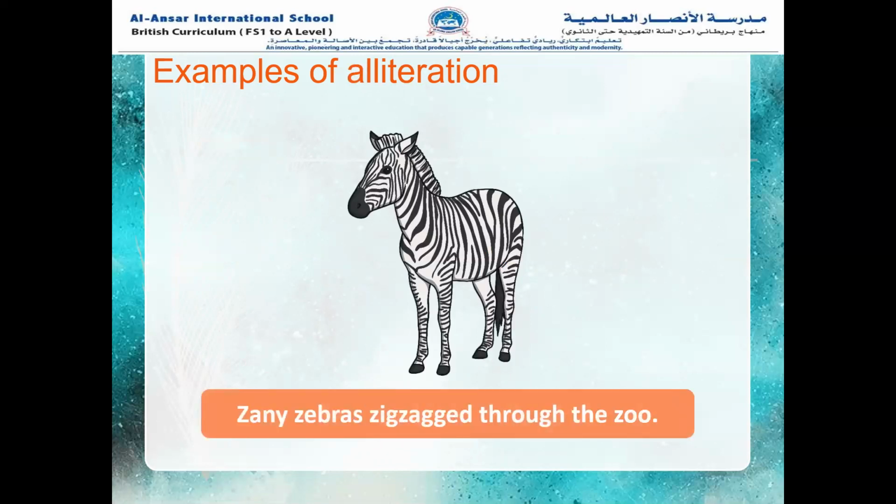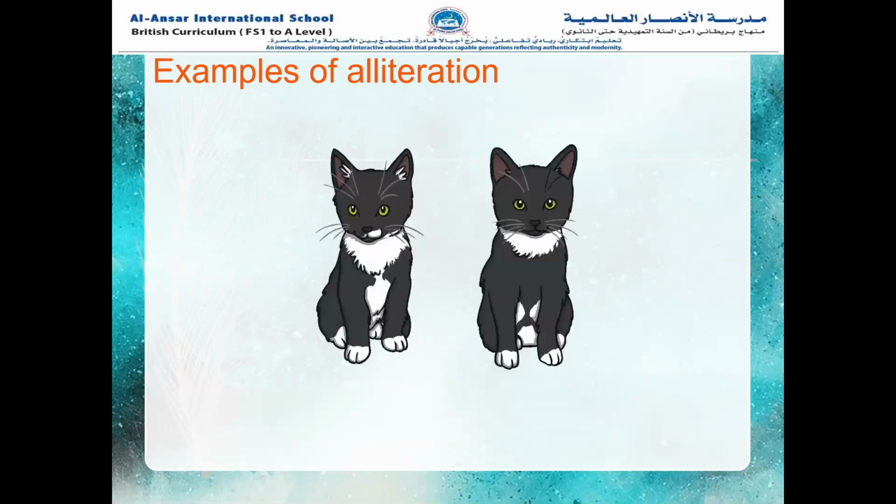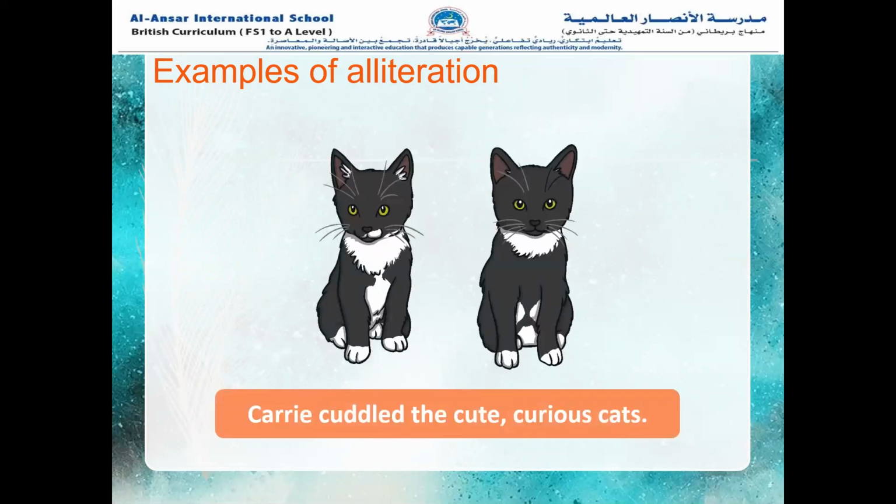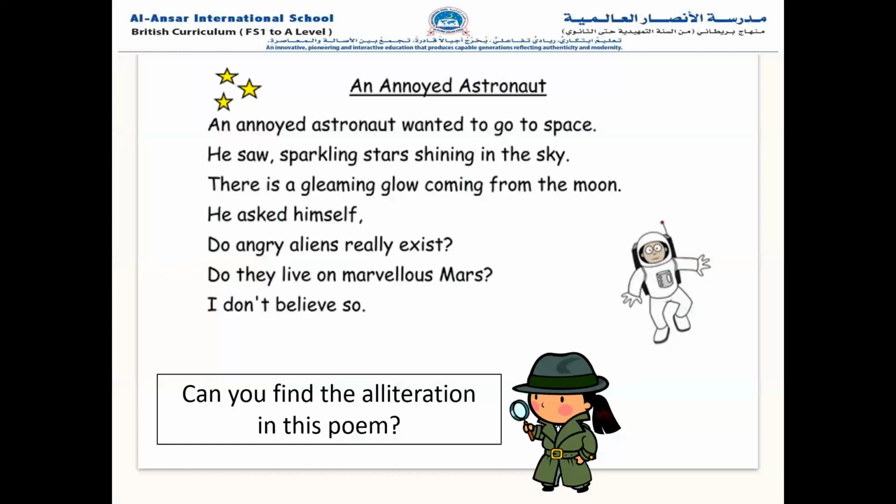Zany zebras zigzagged through the zoo. Which letter is being repeated here? The letter Z. Excellent. Carrie cuddled the cute, curious cats. Amazing. Here we have the letter C. You're getting quite the hang of it.